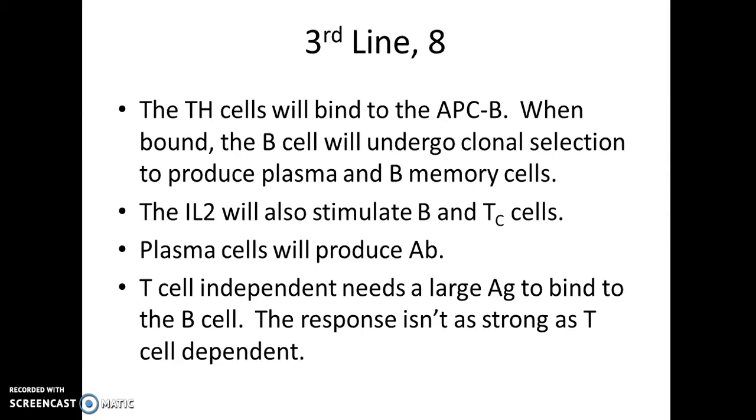Now, in T cell independent, you need a very large antigen to bind to B cells. And when that happens, you can cause them to produce plasma cells, but the response isn't as strong as T cell dependent. So we're going to focus on T cell dependent whenever I ask you to talk about the production of antibodies.